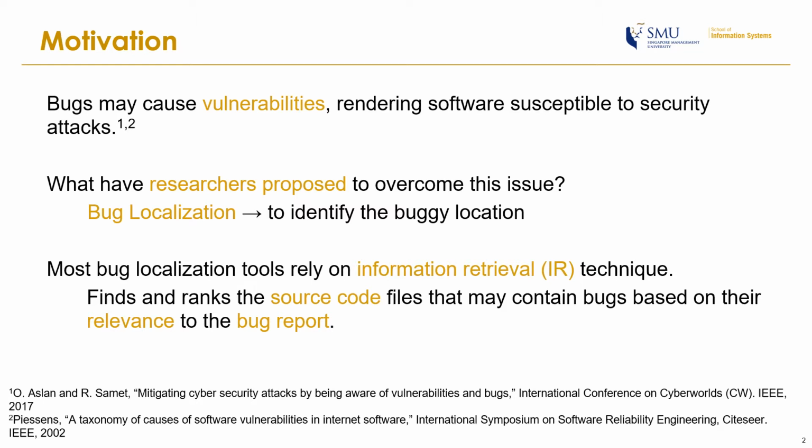One of the solutions proposed by researchers is bug localization. Bug localization is the task of finding a part of the source code that needs to be modified to resolve a bug. Most bug localization tools rely on information retrieval, where given a bug report, the tool finds and ranks the source code files that may contain bugs based on their relevancy.